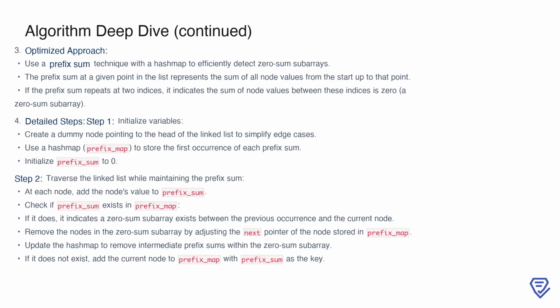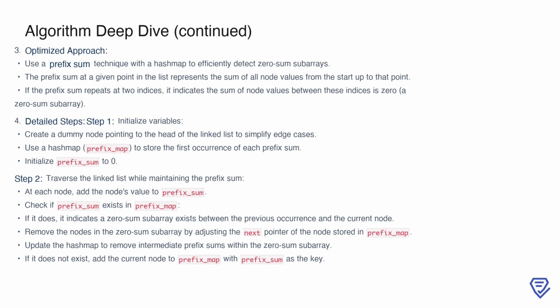To solve this problem efficiently, we use the prefix sum technique along with a hash map. The prefix sum represents the cumulative sum of node values from the start of the list to a given point. If the same prefix sum appears at two different indices, it means the values between those indices sum to 0, indicating a zero-sum subarray. To implement this, we start by initializing a dummy node that points to the head of the list. This simplifies handling edge cases, such as when the zero-sum subarray includes the head of the list.